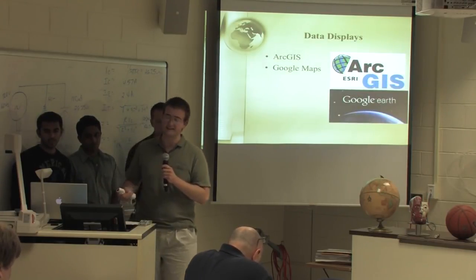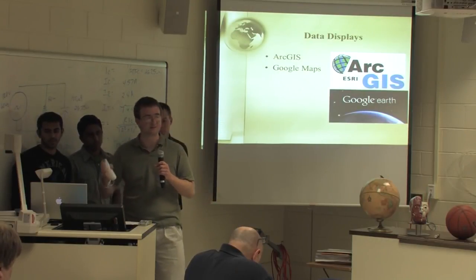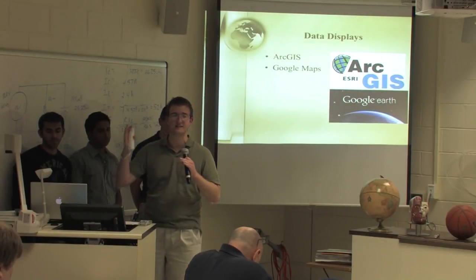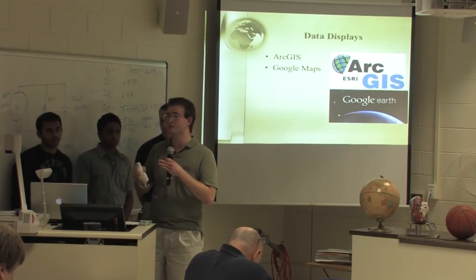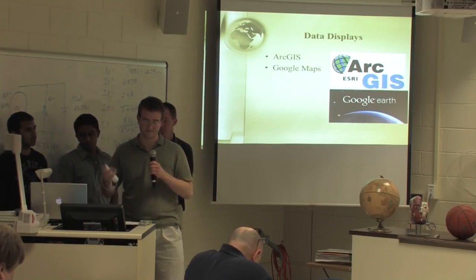Some ways to display the data, one of the most popular is ArcGIS. It's like an advanced form of Excel where you have the coordinates and you can calculate distances and represent data cleanly. And one of the freeware versions is Google Earth, where people can look around and view different areas of the Earth.